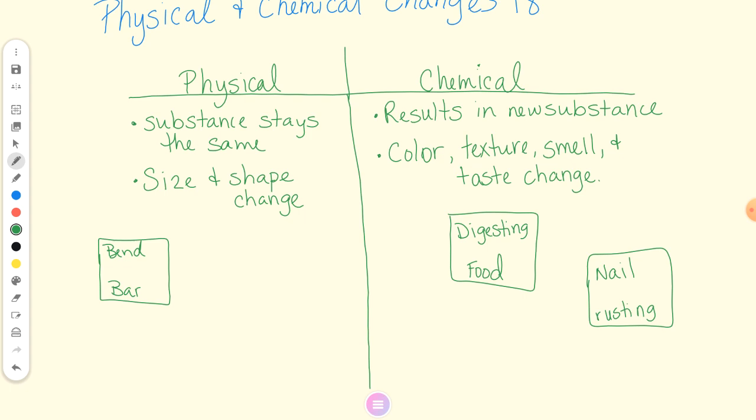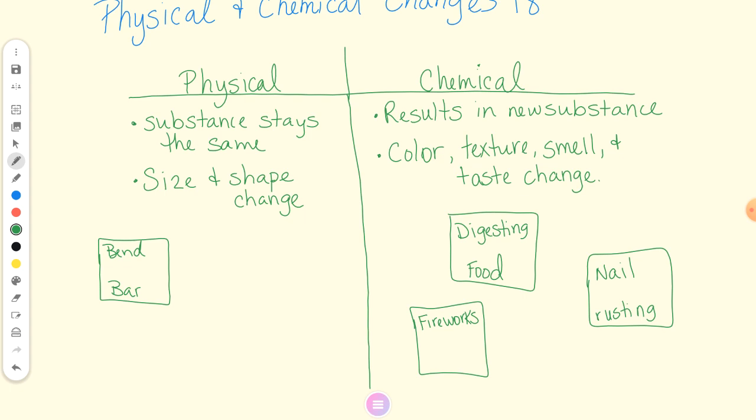Elise, pick one up. Fireworks exploding. What do you think? Physical. So when you're done, do you still have fireworks? Chemical. It's a chemical change. Fireworks are chemical. There has to be a chemical reaction for those sparks to go flying in the air. So fireworks are chemical.